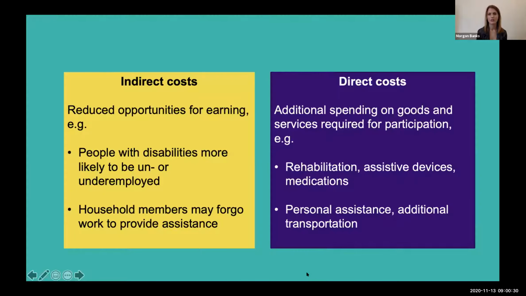So I think Stephen has given a really good overview of the definition of indirect and direct costs already, so I won't spend too much time on this. Just to say, by indirect costs, we're referring to reduced opportunities for earning, earning challenges under the capability approach, whereas direct costs are additional spending on goods and services required by people with disabilities for health and participation. So that's conversion challenges under the capability approach.